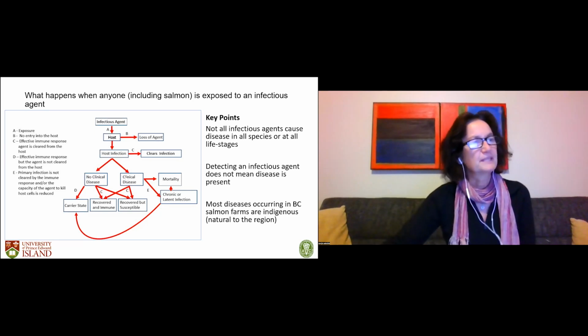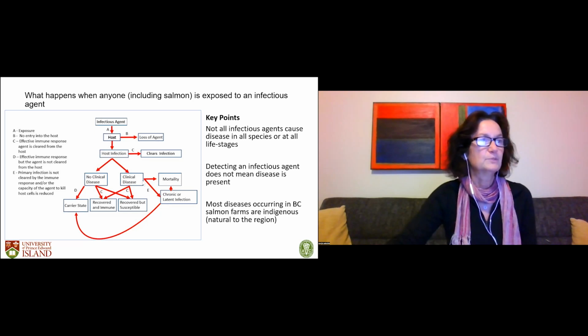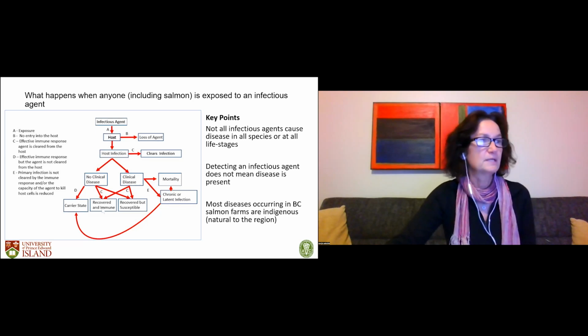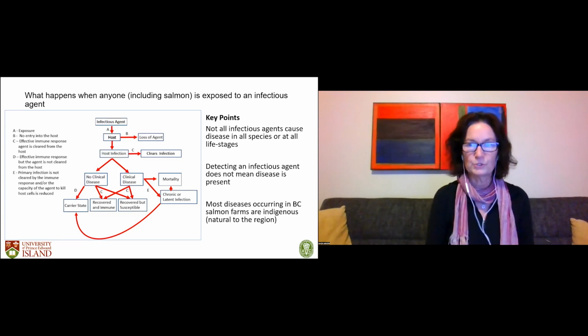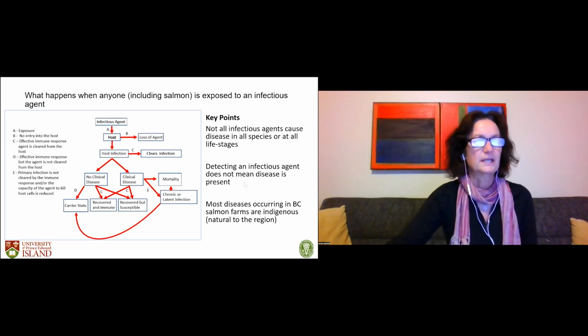From there, if they develop clinical disease, you might get severe disease, you might get mortality. You might actually get a latent infection, which could cause mortality, or they may recover and develop immunity, or they may even become a carrier state. Even if the fish or anything gets infected and they don't exhibit clinical disease, they may become carriers, or they may recover but still be susceptible. So those are just the different processes that could happen when you get exposed to an infectious agent. So again, not all infectious agents cause disease in all species, and a detection of an infectious agent does not automatically mean disease.